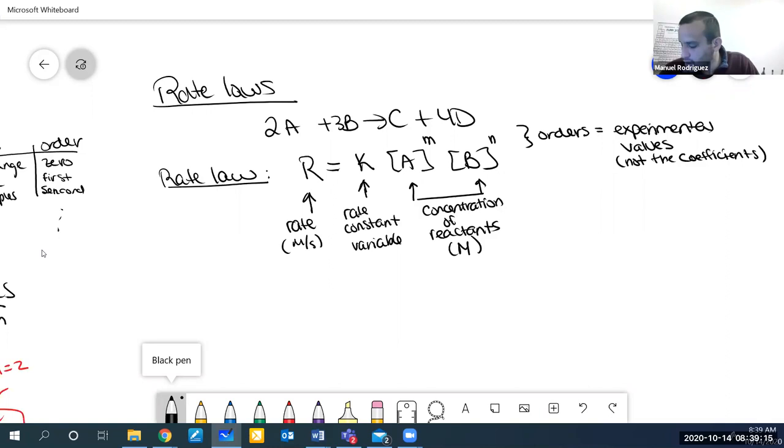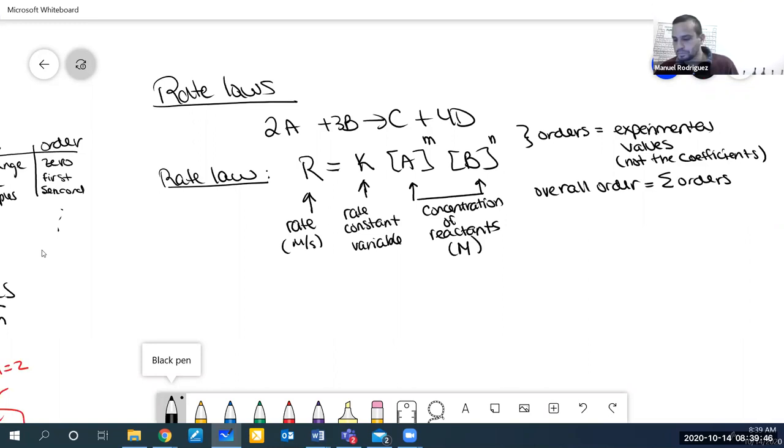We talk sometimes about the overall order. The overall order is just the sum of the orders, which most of the time I write as M plus N, but if you have three reactants, then you have three different orders, so you have to add them all together. If you have one reactant, then it's just the one number. Good? Okay, so this is basically how the rate law looks like.